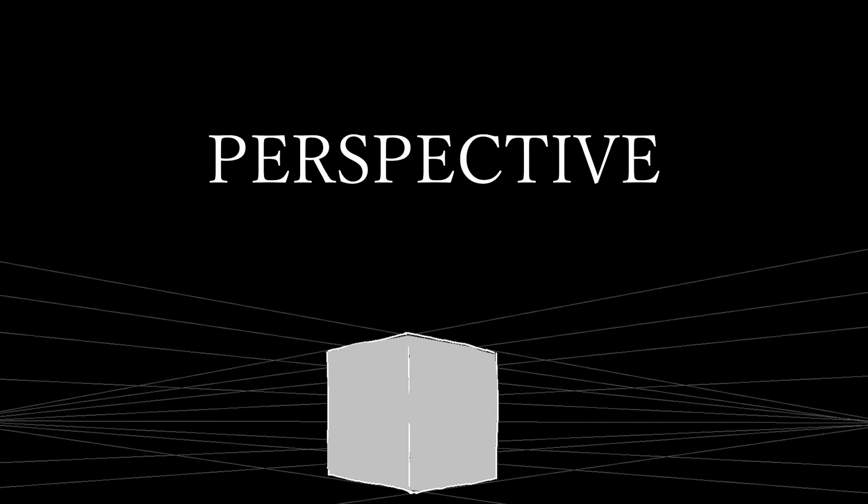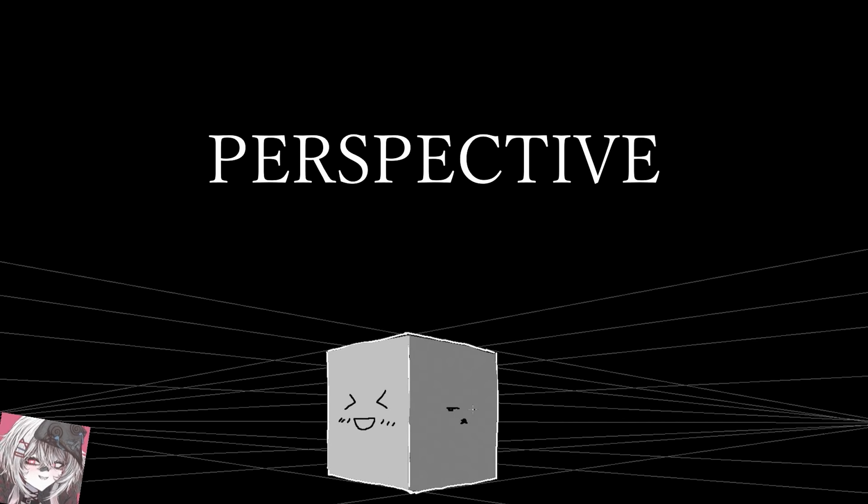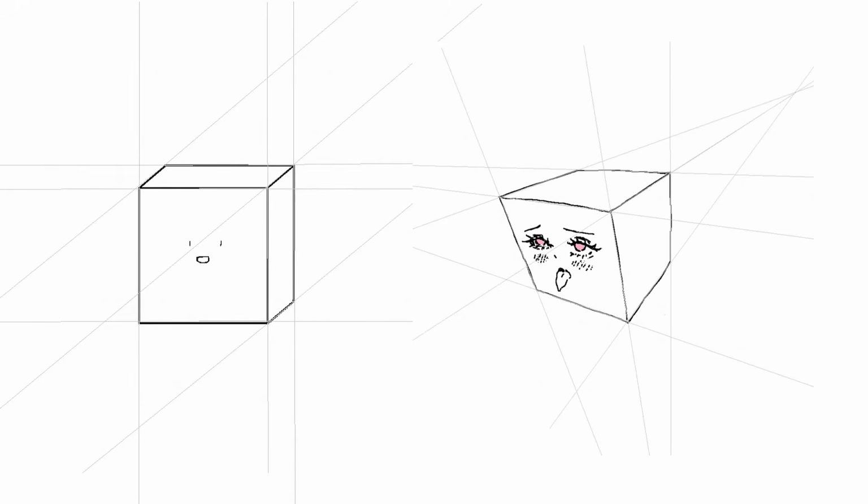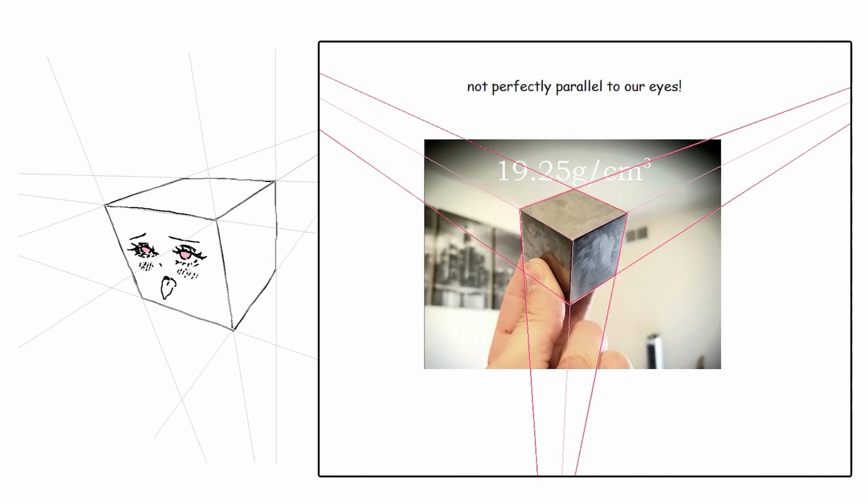Finally, let's talk about perspective. So, what exactly is perspective? Let's take a look at these two boxes here. Box number 1 has perfectly parallel edges, while box number 2 doesn't have any parallel edges at all. But how come box number 2 feels weirdly more natural? That's because it technically is more natural to our eyes.